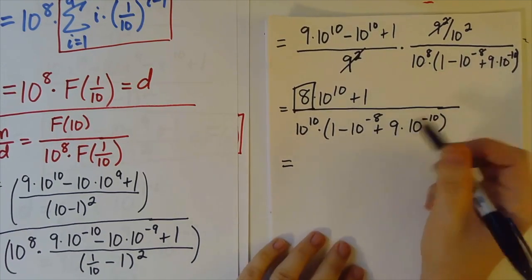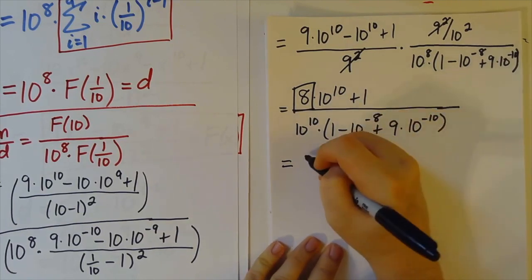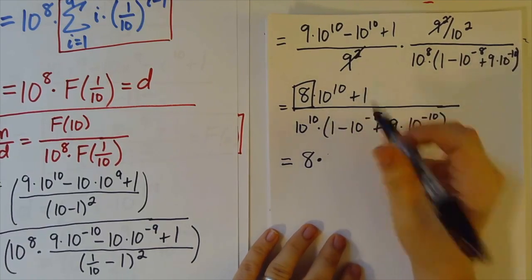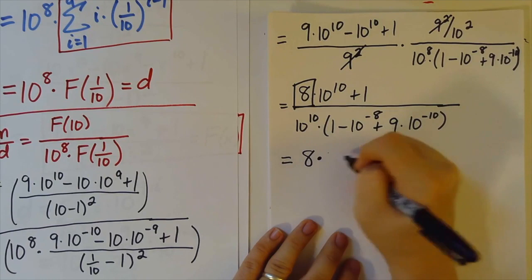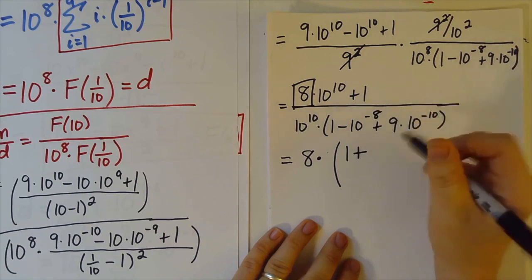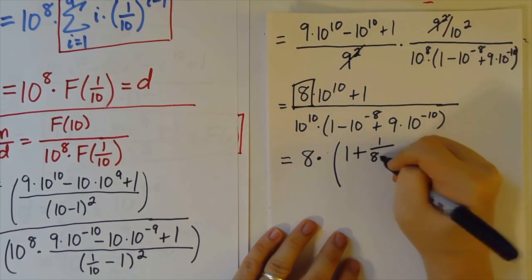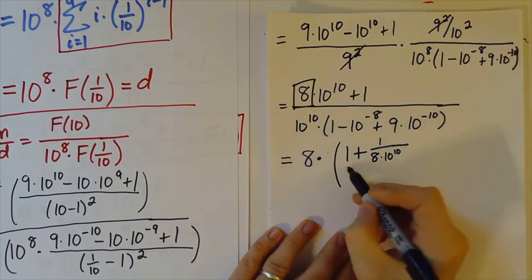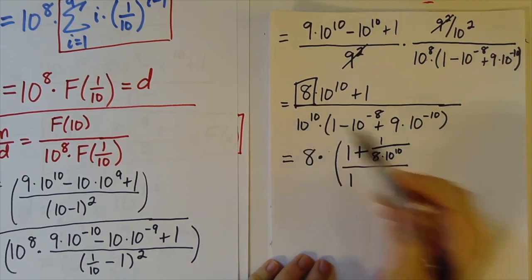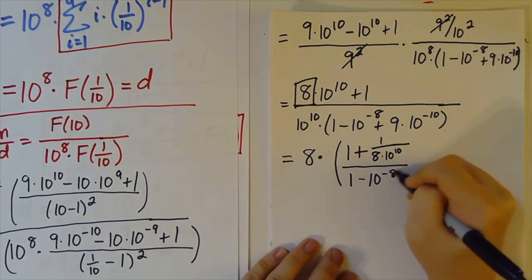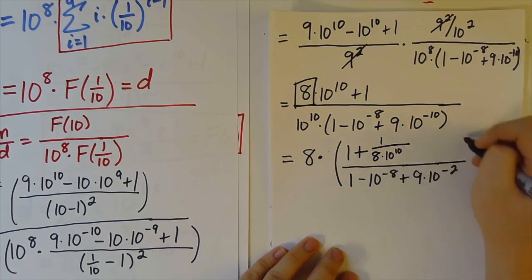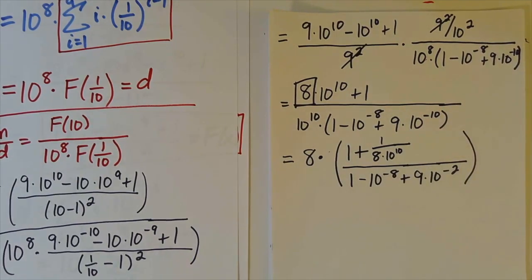Namely, I'm going to have 8 times, and so then I'm going to have 8 times 1 plus, and I actually also need to factor an 8 out of this, so this is 1 over 8 times 10 to the 10th. All divided by, and then, well, there already was a 10 to the 10th factored out, 1 minus 10 to the minus 8th plus 9 times 10 to the minus 2nd. Okay.